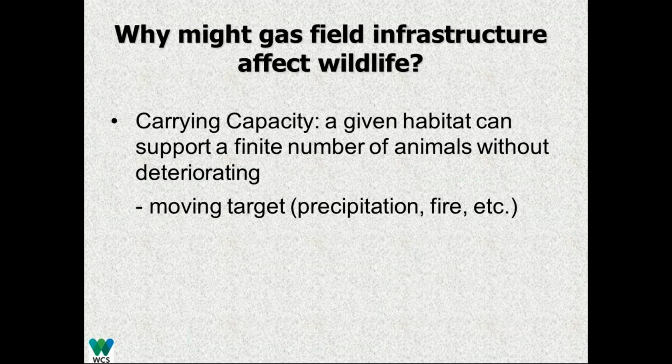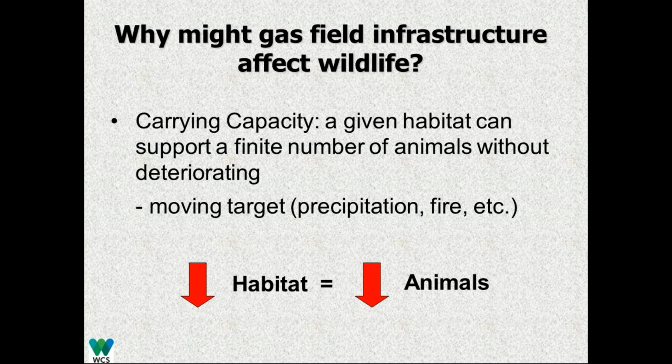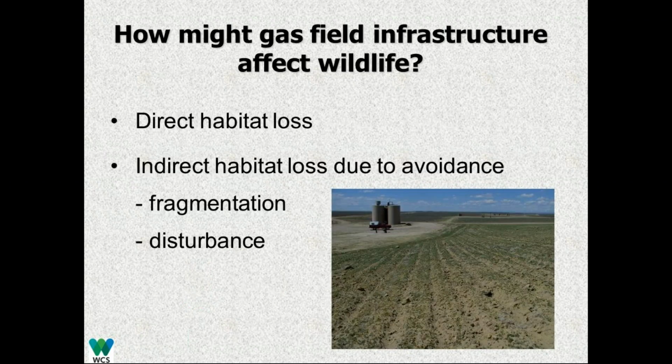And the question is, why might gas field infrastructure affect wildlife? Well, this is simply through the idea of carrying capacity. There's a lot of different ways to define carrying capacity, but for the purposes of today, I'm just going to define it as the concept that a given habitat can support a finite number of animals without deteriorating. But we know this is a moving target from year to year, from things like precipitation or perturbations and disturbances such as fire. But generally, we know if we decrease either the amount or the quality of habitat, we have fewer animals.